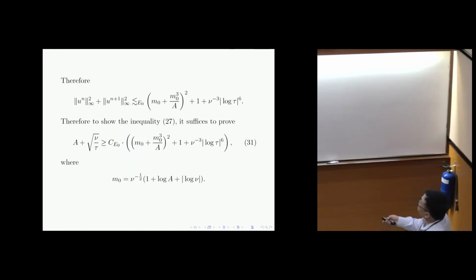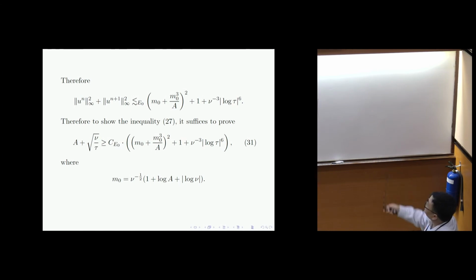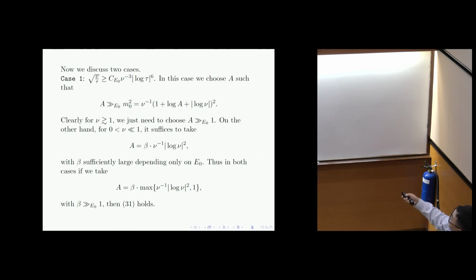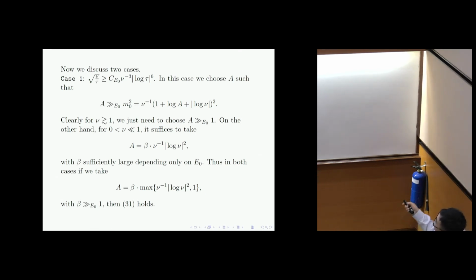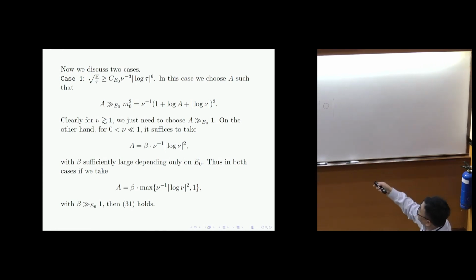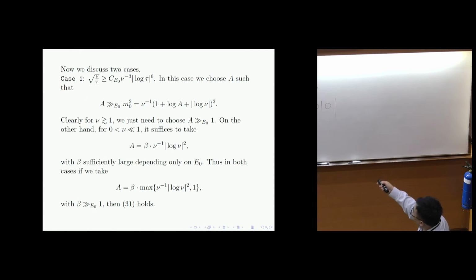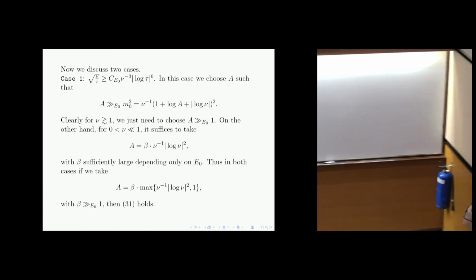So how to prove that? We prove this inequality by separating it into two cases. When the first term is greater than this term, we choose A with this formula. We choose A larger than this nu inverse, and we have this A and nu, we don't have tau here. Of course, that's for nu greater than 0 and less than 1. For nu greater than 1, it is sufficient to choose A as an order 1 constant. Essentially, A greater than this nu inverse log nu square is enough to have this inequality.